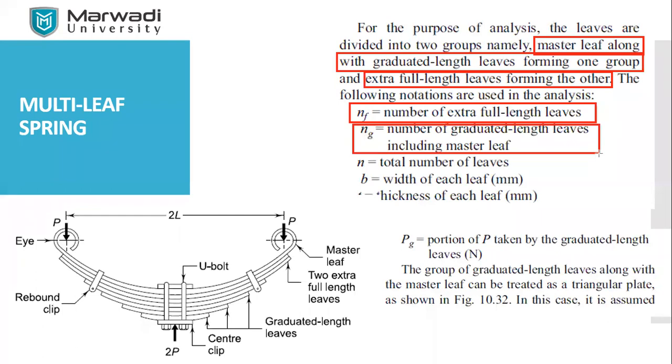Small n is the total number of leaves. b we can consider as the width of the leaf, and t is the thickness of the leaf. Apart from it, we can consider the value of Pg, which is the portion of force which we have already calculated earlier. P is the portion of force which is taken by the graduated length leaves.